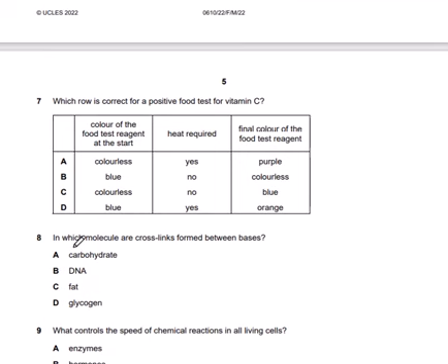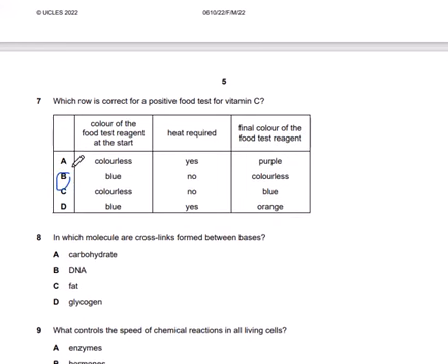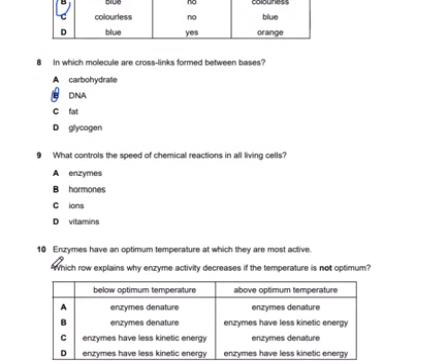Which row is correct for the positive result of vitamin C? So it basically starts as blue, it does not require heat, and it decolorizes the solution if it's positive, right? So that makes it B. In which molecules are cross-links formed between bases? That's actually DNA. Which controls the speed of the chemical reactions of all living cells? Enzymes.